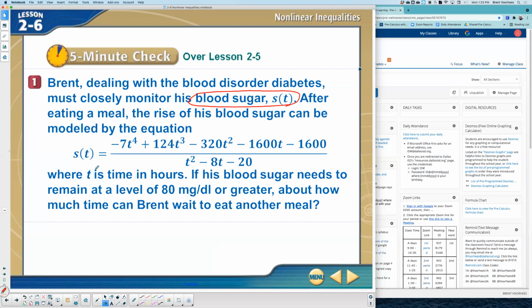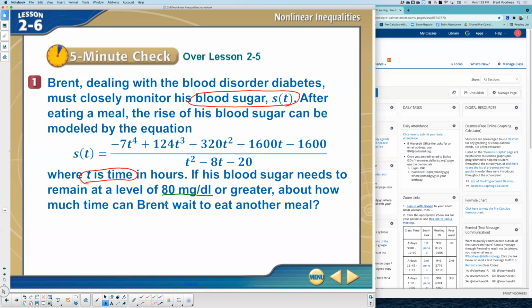After eating a meal, the rise in my blood sugar can be modeled by this equation. There it is. Where T is time and hours. Okay, I'm going to stop. What is T? T is time, specifically in the unit of hours. If my blood sugar needs to remain at a level of 80 or greater. Okay, so here we go. 80 milligrams per deciliter or greater.